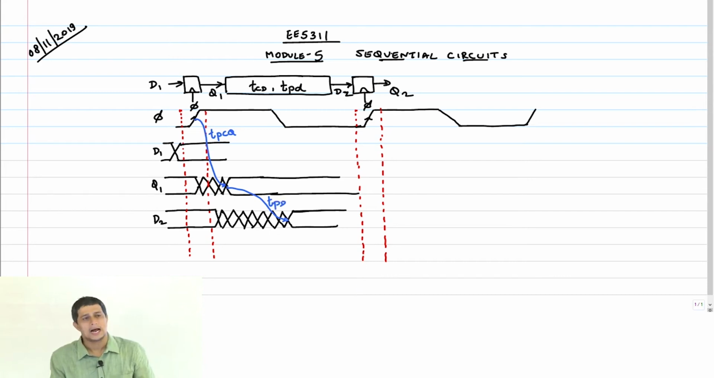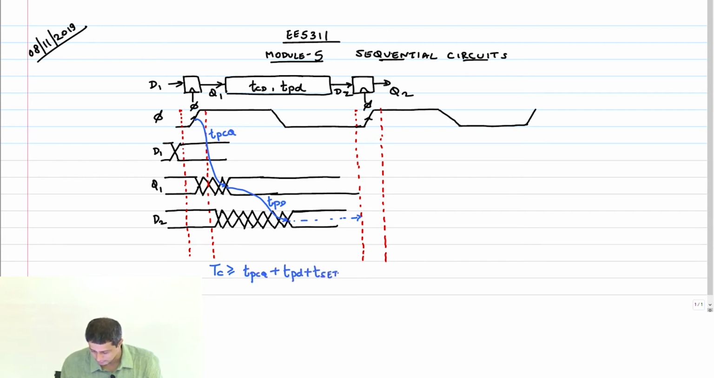And at most, that change has to happen a setup time before. So this edge can technically move all the way to here. That's the worst case constraint. Therefore we said the max delay constraint is TC should be greater than or equal to TPCQ plus TPD plus T setup. Worst case. Clear?